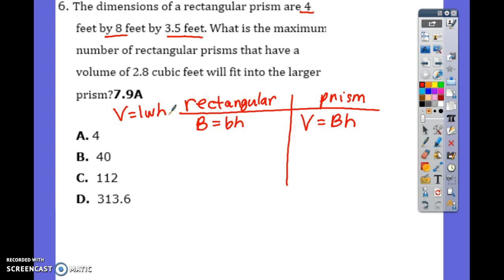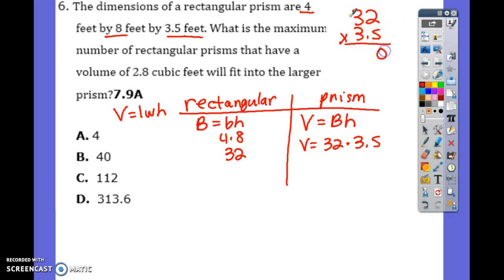Let's just say the first two are the base, 4 times 8, which gives me 32. Then over here I'm solving for volume, so if the area of the base is 32, I need to multiply by the third dimension, which we'll call the height, so 3.5. So we have 32 times 3.5. So we're going to need to multiply.